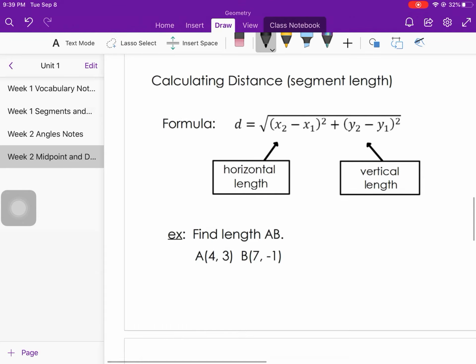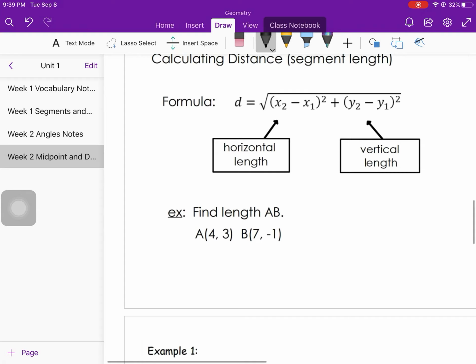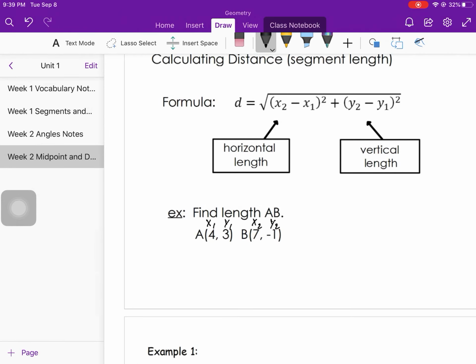Distance requires a little bit more work. So when we're calculating distance, we are finding the actual measurement between 2 points, whether that's in inches, centimeters, or units. Typically, we're talking about units because this is on a coordinate grid. So we want to find the length of AB. We're using those same points. So just like last time, let's go ahead and label these out. So this is my x1, y1, x2, y2. This is just a good habit to get into. It'll save you some time when you're setting it up.